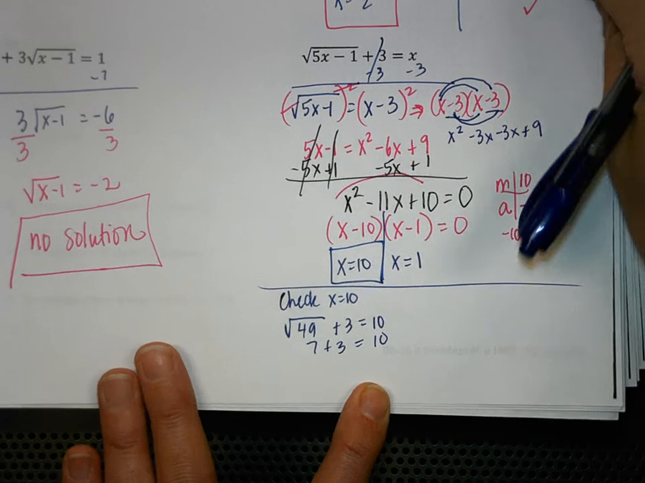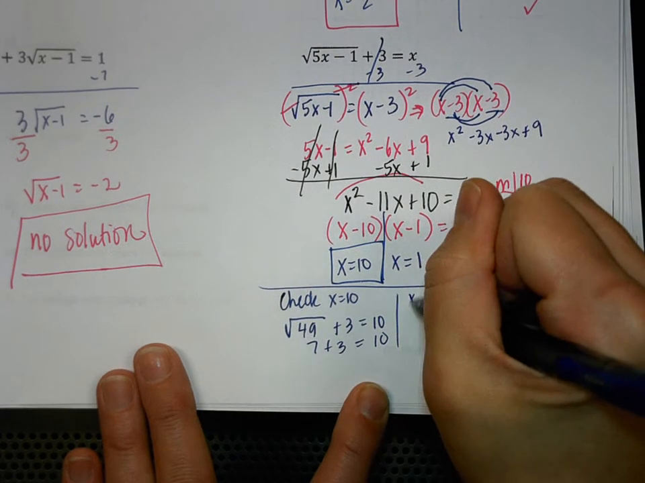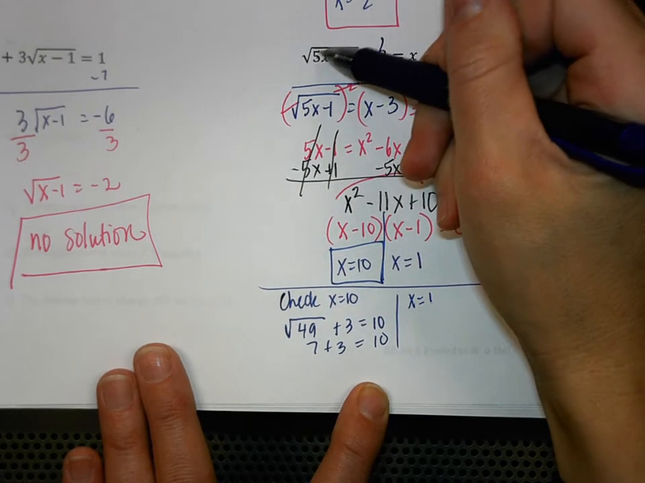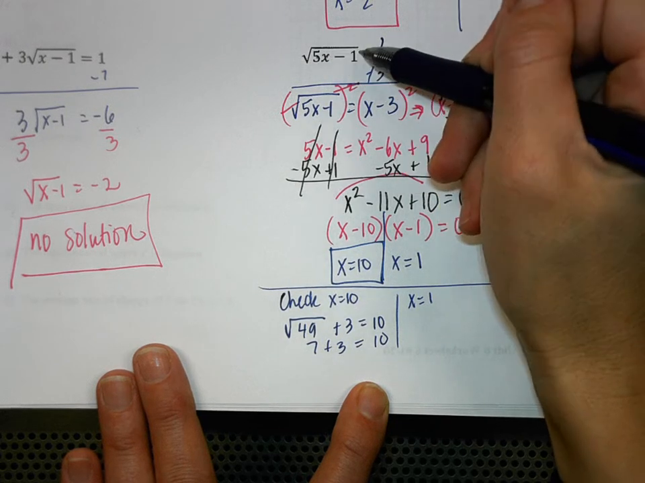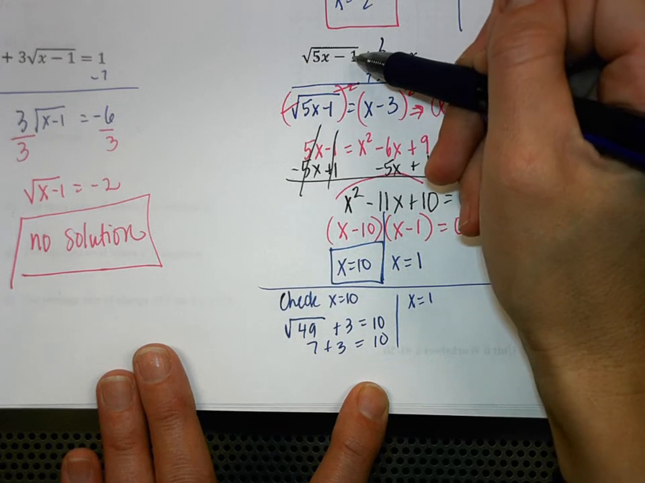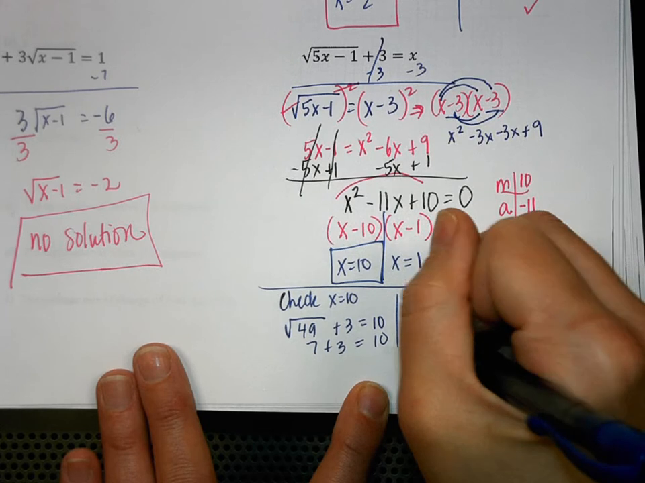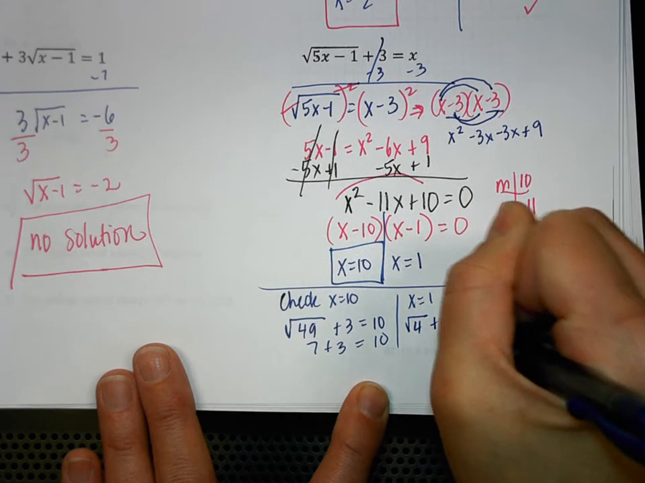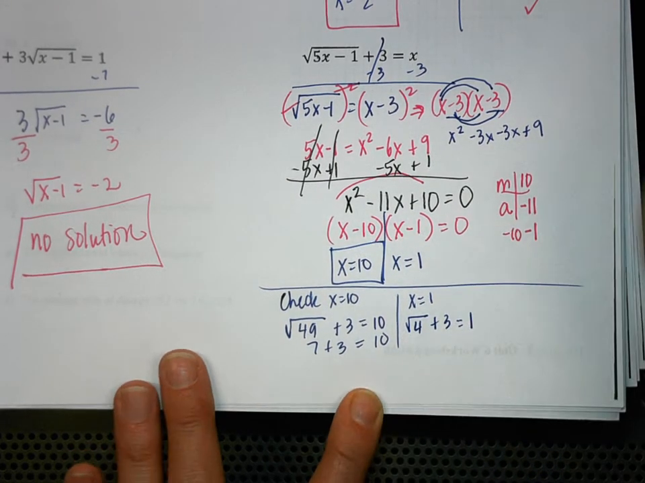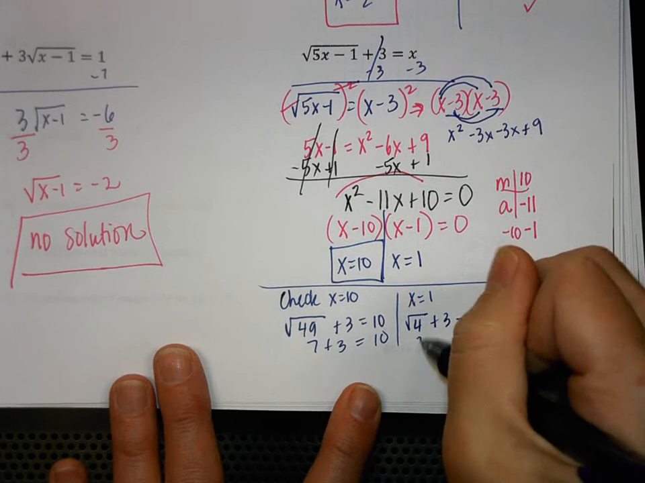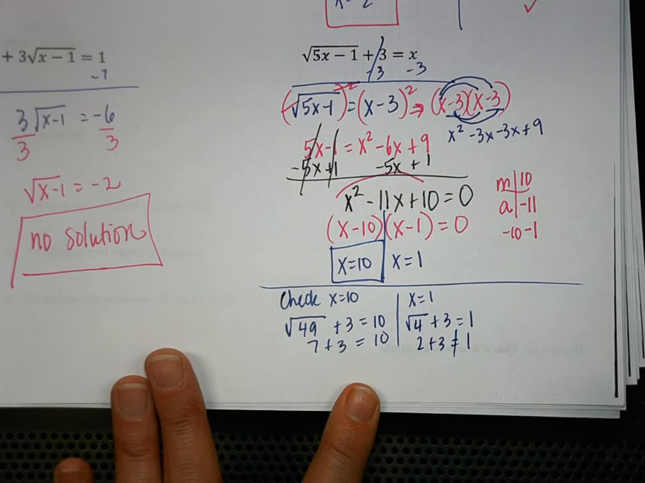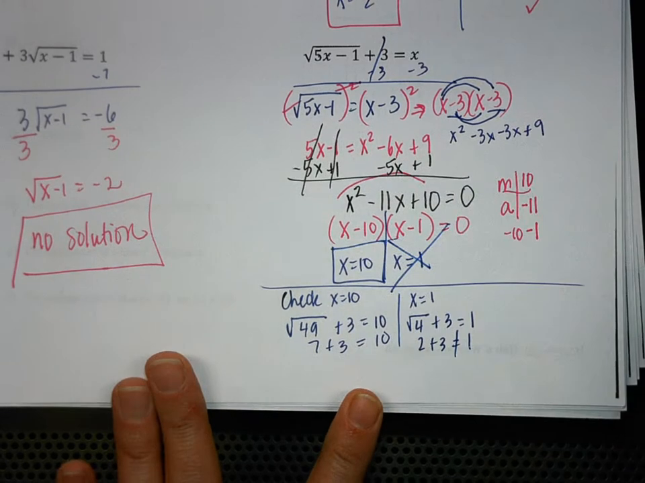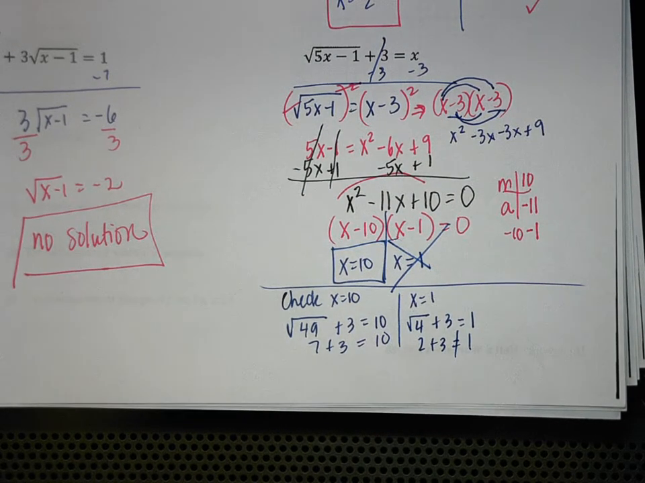Now I'm going to check the 1. Okay, so x equals 1. 5 times 1 is 5, and 5 minus 1 is 4. So I'm going to have the square root of 4 plus 3 equals 1. Well, the square root of 4 is what? 2, and 2 plus 3 does not equal 1. Do you guys agree? So this answer does not work. And so my only answer is 10.